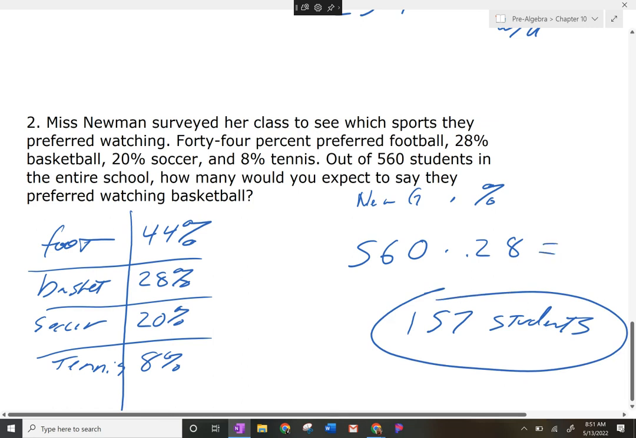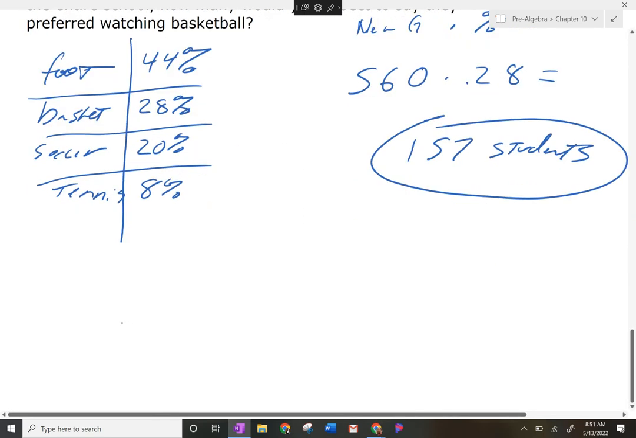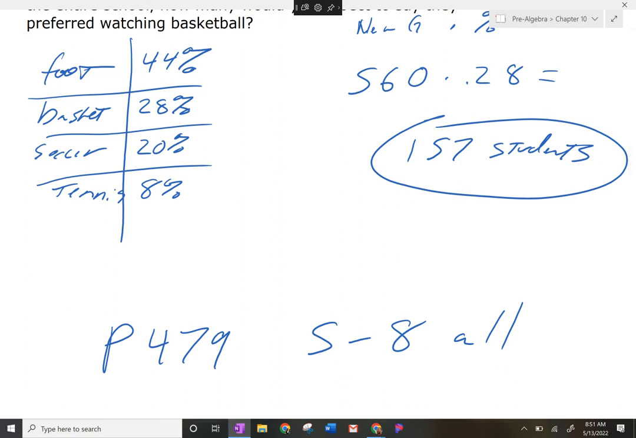Thumbs up, thumbs down. Where are you guys feeling? Okay. What do you guys got tonight then? Page 479. I'll write it up here. 5 through 8, all. You guys got 4 problems, and they're all going to be just like this, where you get that experimental size, and then your job is to convert it to that bigger group.